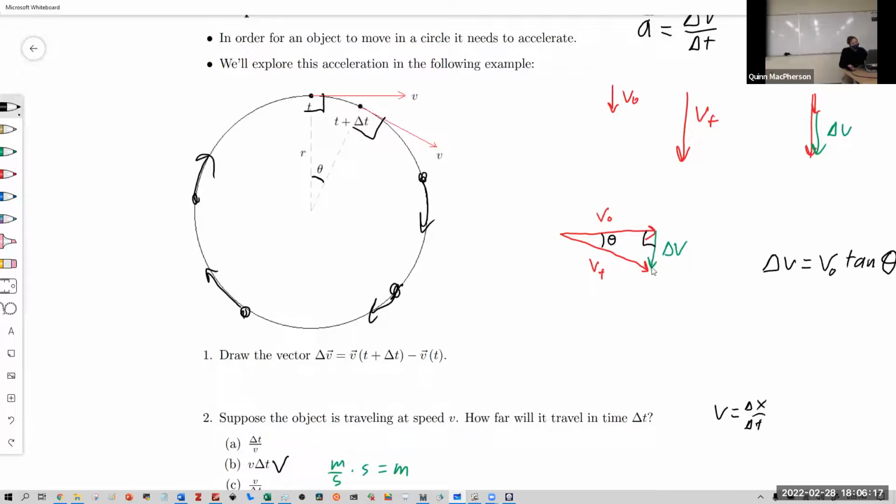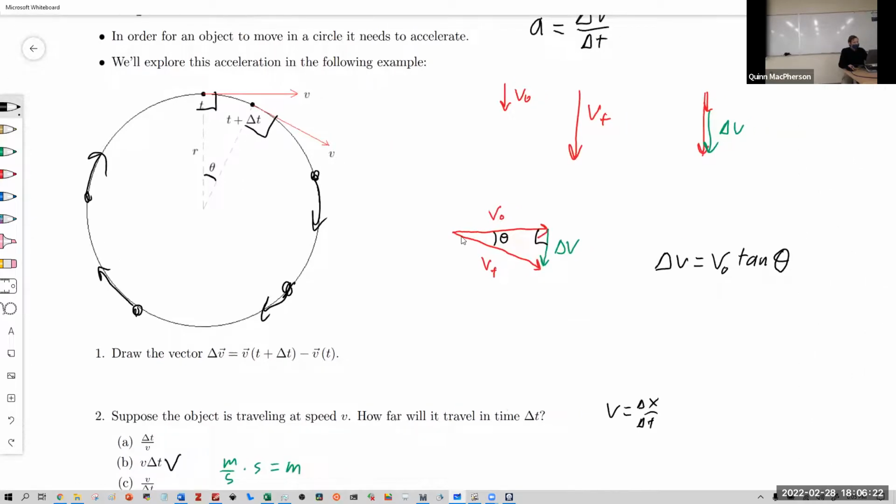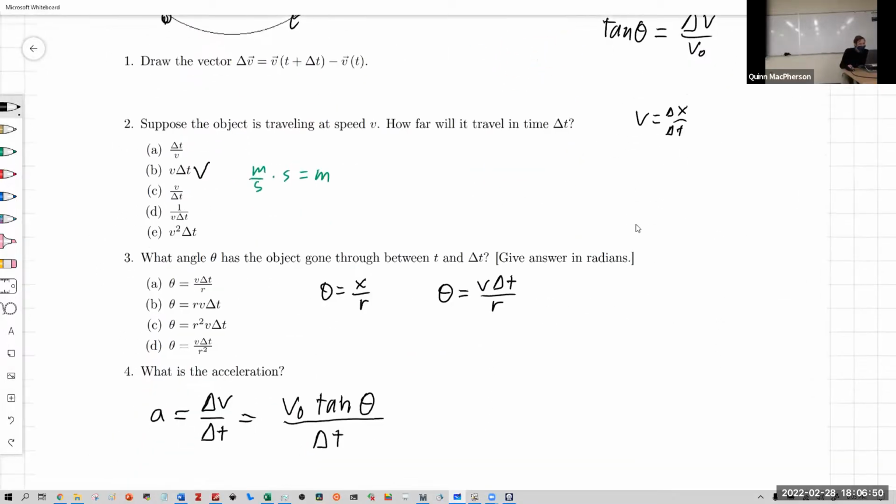And I'm going to use trigonometry to find the change in velocity. Okay, by trigonometry, if this is V naught, right? Well, that's V naught there. And this is delta V. Tangent of theta is opposite over adjacent, delta V over V naught. So delta V, multiply both sides by V naught, delta V is V naught tangent theta. So our change in velocity is V naught tangent theta, so I can plug that in down here.